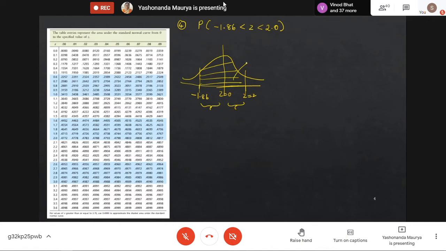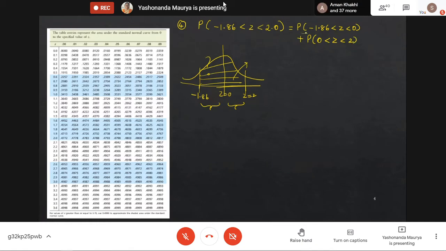But then this can be obtained from the table directly. What about this part? Actually, so now let me write it here. This is same as probability that Z is between minus 1.86 and 0, this half area, the area to the left of the origin, plus P of Z less than 2.